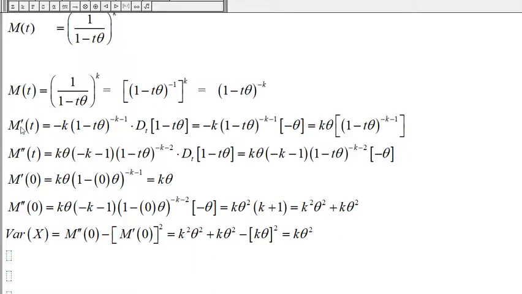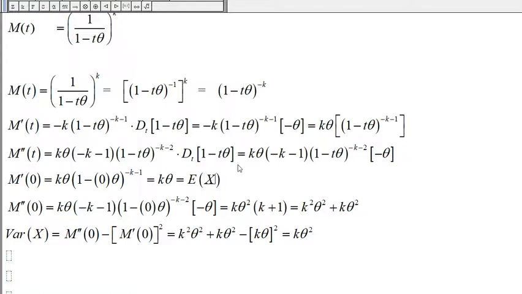And now let's evaluate the first derivative at 0. So in the place of t, we have 0. 1 minus 0 is just 1. 1 to the negative k minus 1 is just 1, so we get k theta. And recall that this is the expected value of x, or the mean of x.